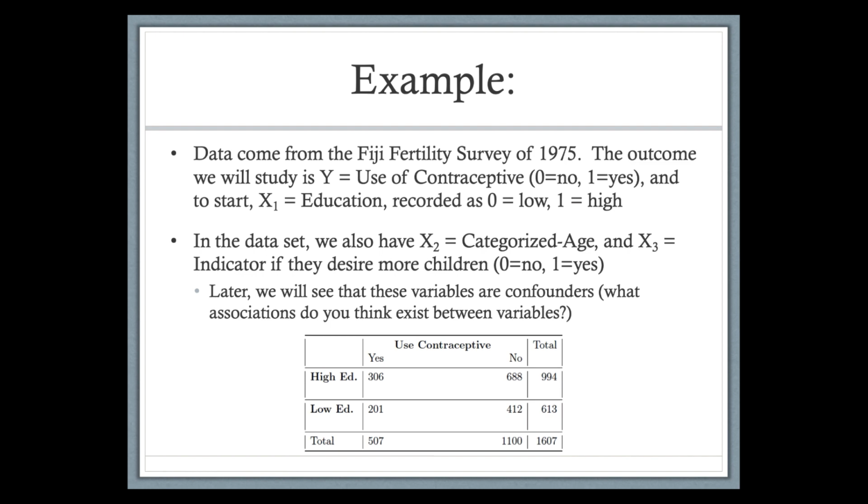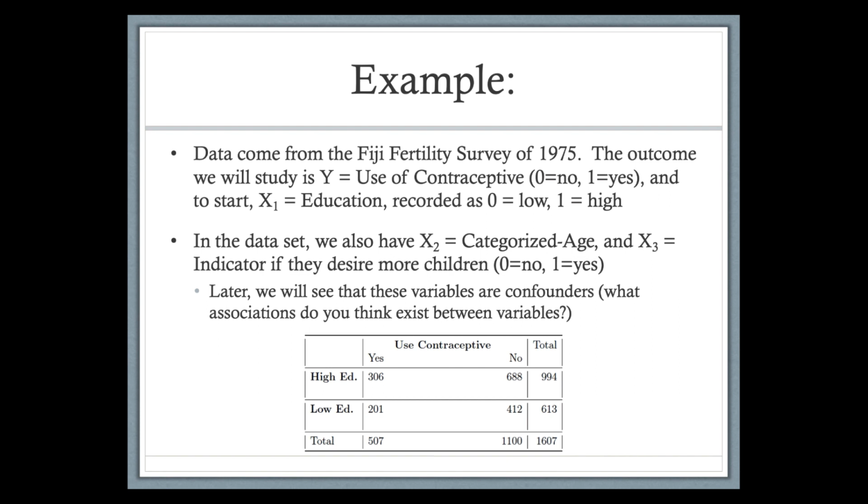In this data set, we also have a few other variables. We have another variable, the categorized age, put into age brackets of, I believe, less than 20, 20 to 30, 30 to 40, and 40 plus. And we have another variable as well, an indicator of if they would like to have more children, yes or no. So later we're going to see these variables. Our question of interest is going to be what effect, if any, does education have on whether or not they're using contraceptives.